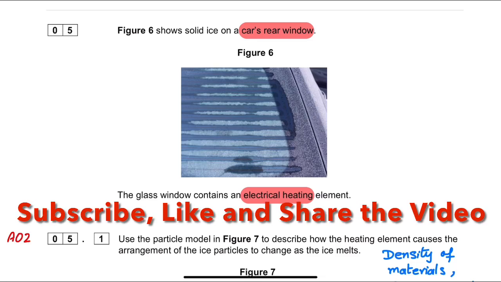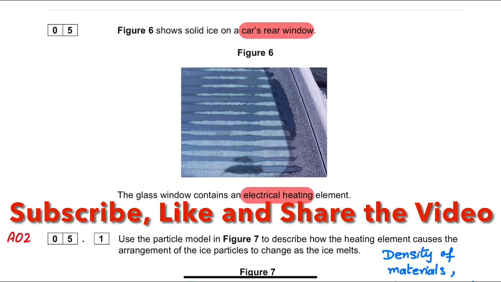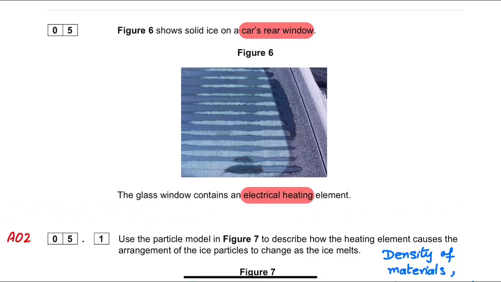Question number 5. Figure number 6 shows solid ice on a car's rear window. The glass window contains an electrical heating element. 5.1. Use the particle model in figure number 7 to describe how the heating element causes the arrangement of ice particles to change as the ice melts.